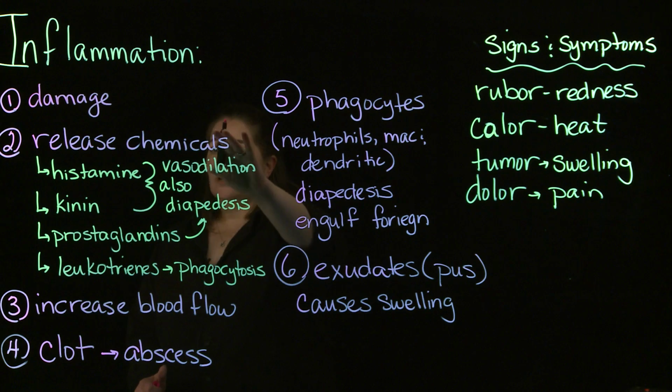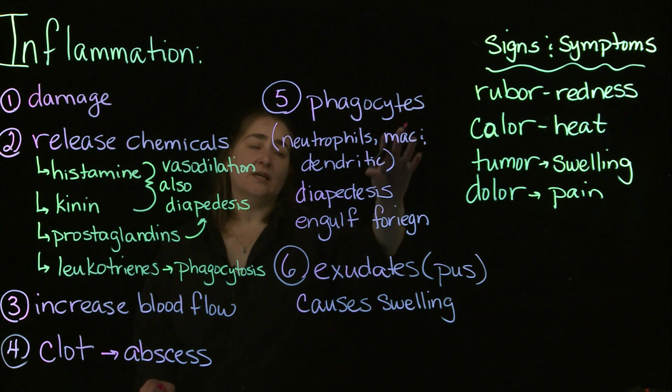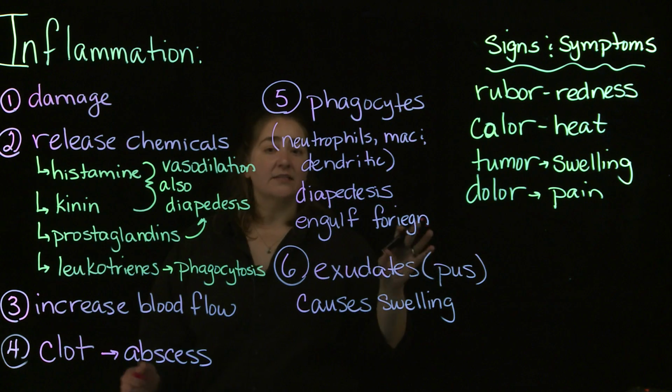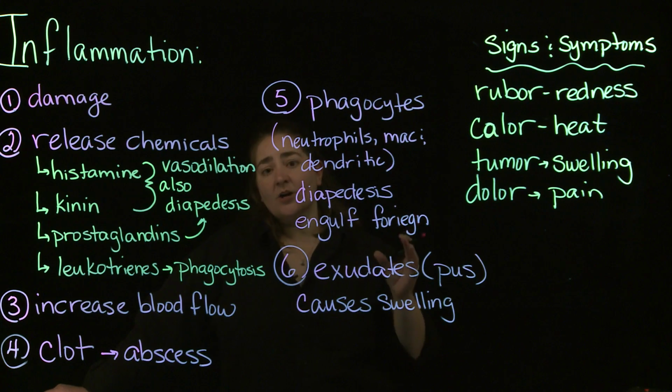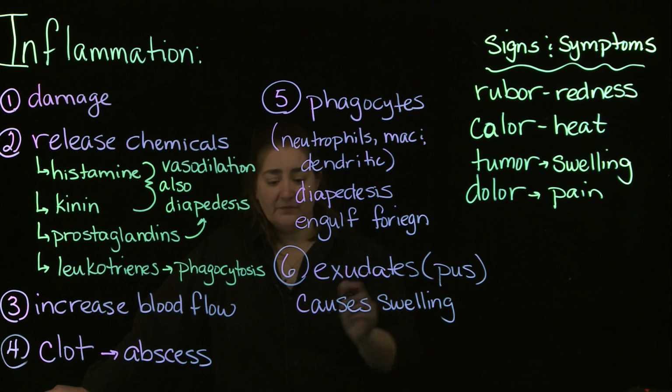So in terms of that, we've got damage, we release chemicals, we're going to increase blood flow, the clot is going to form our abscess, our phagocytes are going to come in via diapedesis, engulf everything foreign, all right? Now as part of that, some of those phagocytes are going to end up dying in the process of taking out those foreign particles. Those dead macrophages, dendritic cells, neutrophils are in part what make up some of the pus, all right? As well as the pus is also made up of the fluid in the area. There can also be bacteria present within the pus, all right?